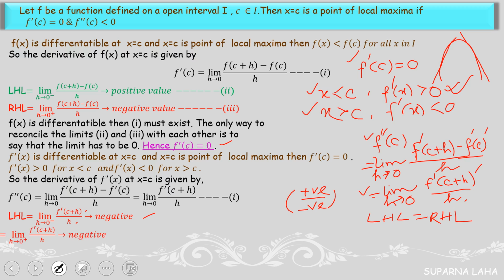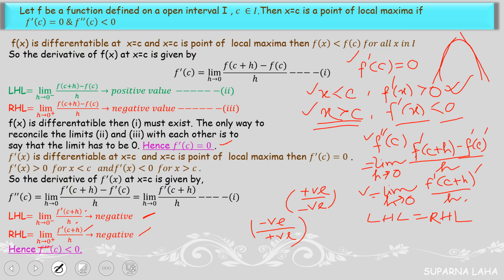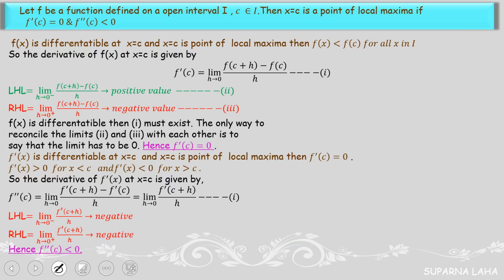And if we calculate the right hand limit, for this right hand limit, f dash c plus h after c is negative. So the numerator is negative, and since I am taking h tends to 0 plus, h is positive. So negative upon positive will also give us a negative value. So if this right hand limit and this left hand limit are negative, then we can say f double dash c is also negative. Here is the proof.